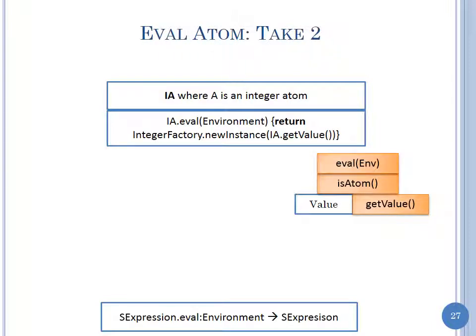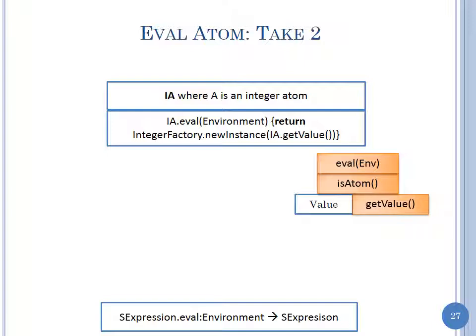So this was my second answer, which we left at. And we said that, look, now we are going to have an eval in each kind of atom: integer atom, double atom, string atom. And it's going to create a new instance, a new S expression, and give getValue as an argument to that factory, the constructor. So this will work. Any dispute with this?